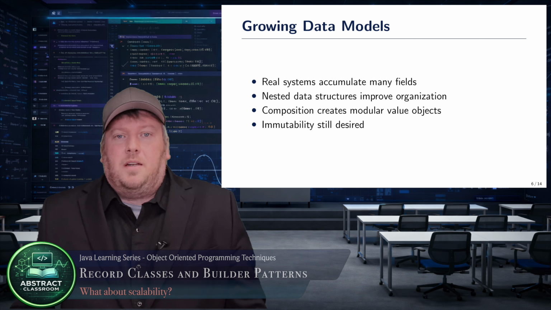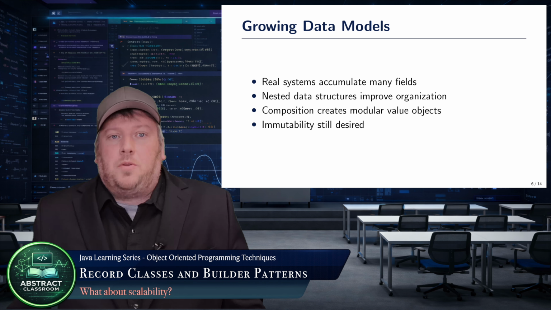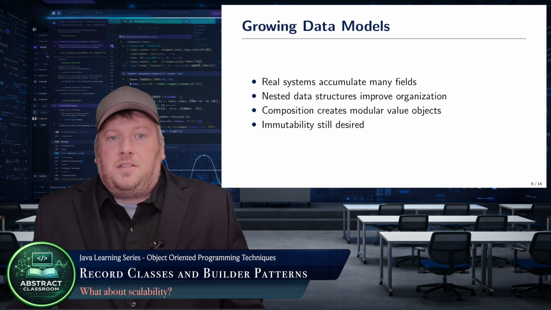In real systems, data models evolve. We begin extracting nested value objects. We compose types to reflect structure more accurately. Instead of one large flat object, we introduce smaller focused components. Composition improves modularity and makes reasoning about the system easier. But even with composition, construction can still become complex, especially when multiple nested objects are assembled together. Immutability remains desirable, but the path to constructing immutable objects becomes more complicated.